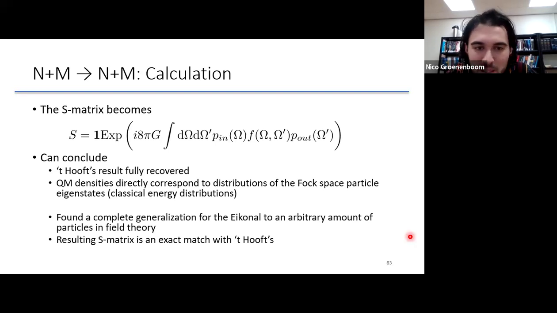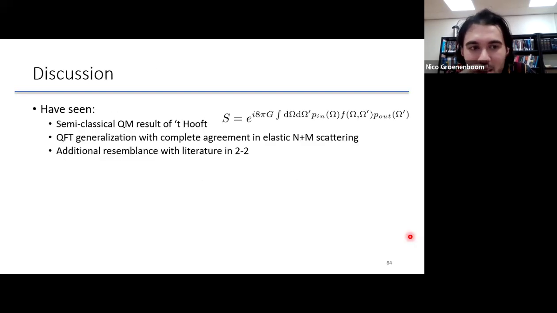And it's an exact match, which I already mentioned. So to conclude, what we have seen is that 't Hooft had derived a semi-classical S matrix using quantum mechanics and the shockwave, which was given by this exponent. And we have now finally managed to completely generalize this in field theory to find an agreement in the elastic M plus M scattering. And this elastic M plus M scattering is also, to our knowledge, something that hasn't been derived before. And we also found some additional resemblance with literature.